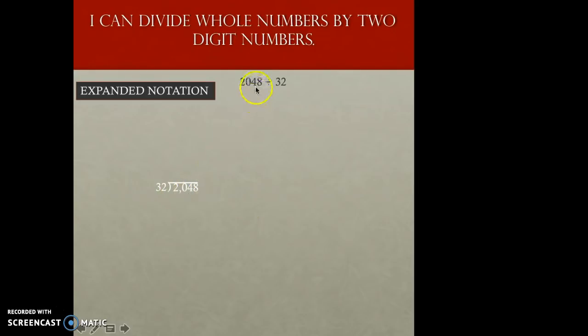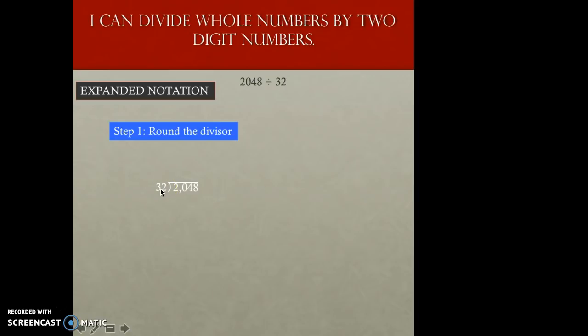So I rewrite it, the first number inside the bracket. Now, the first thing I want to do is round my divisor. 32 is not really an easy number to work with. I don't know how many 32s are in 2048, but I might be able to make a better guess if I change this into a number that's easier to work with. So I'm going to round that down to 30.